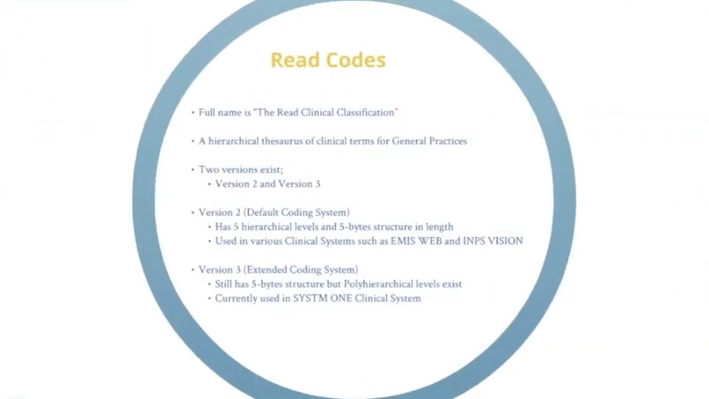Read codes. Read codes currently have two versions, version 2 and version 3. Version 2 is the default coding system that is used in various systems such as EMIS Web and INPS Vision. Version 3 is a comprehensive coding system which is built on the structure of version 2. The only difference is that it has a polyhierarchical level compared to its predecessor.